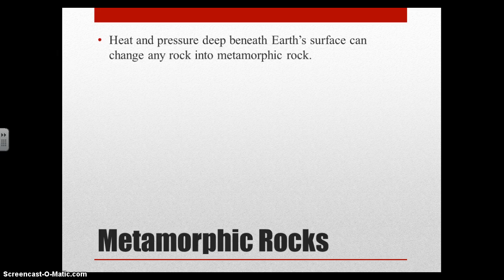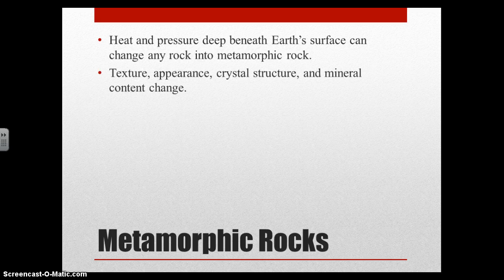Heat and pressure deep beneath Earth's surface can change any rock into a metamorphic rock. So that means a sedimentary rock can become a metamorphic rock. Igneous rock can become a metamorphic rock. Metamorphic rock can become a different type of metamorphic rock because of this heat and pressure. It will change, it will subduct. So we typically see this at the deep ocean trench, where this subduction occurs. It doesn't just happen there though. Texture, appearance, crystal structure, and mineral content change, and that's what causes it to become a metamorphic rock.